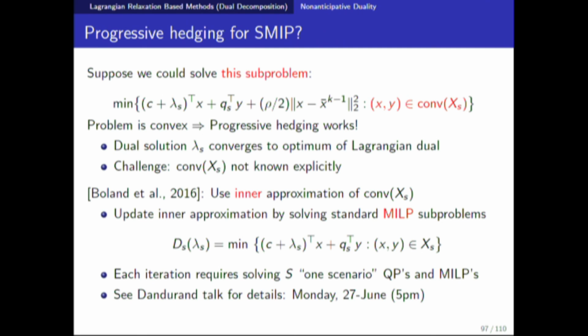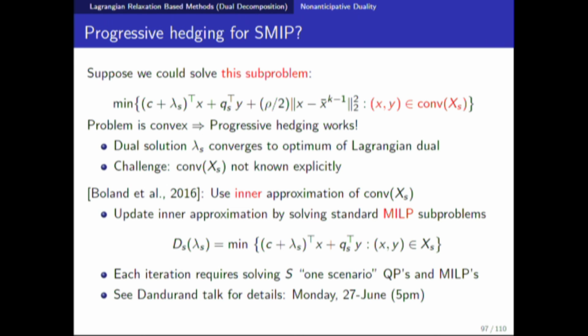But I need a mechanism to update the inner approximation. I have to add more points into it as I go along through this algorithm. It turns out that if you solve one mixed integer linear program subproblem at each iteration, just the regular Lagrangian dual subproblem, and take the integer point that you get from that and add it into your inner approximation, that's enough to make this converge. So that's how you can do this for mixed integer subproblems.